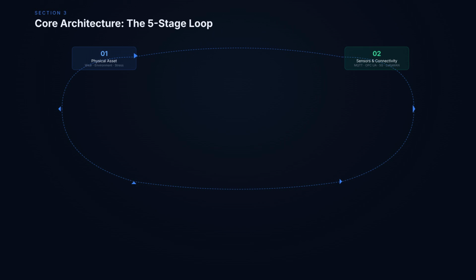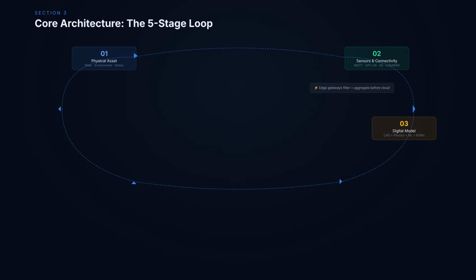MQTT, OPC-UA, 5G, LoRaWAN. But raw data drowns the system. Edge gateways filter and aggregate before it ever hits the cloud. Stage 3 is the digital model. The brain. You're merging CAD geometry, physics simulations like FEA and CFD, and data-driven ML models.